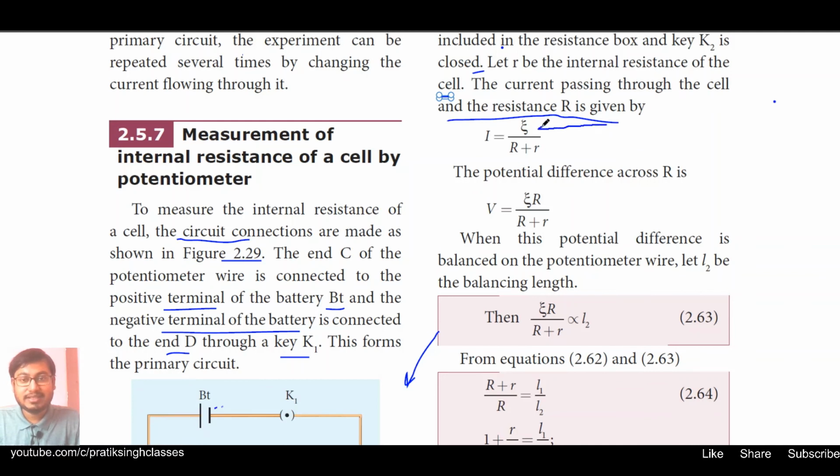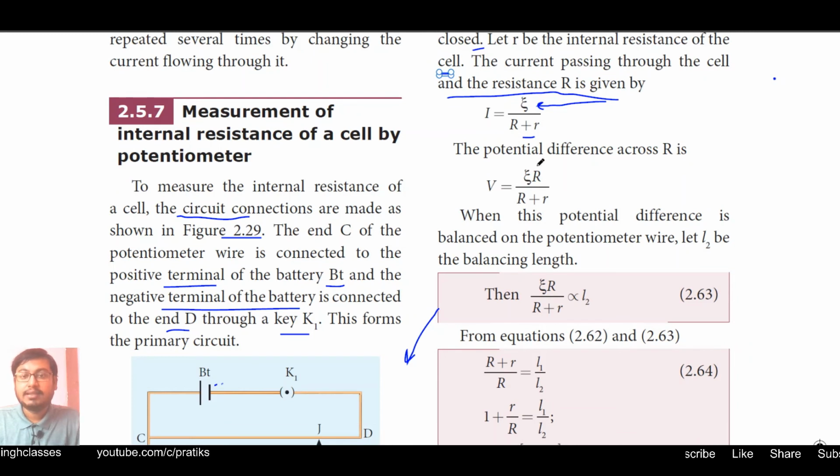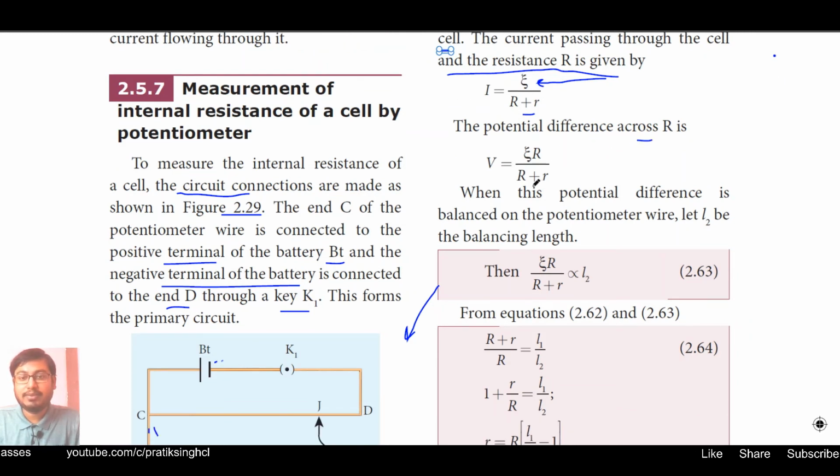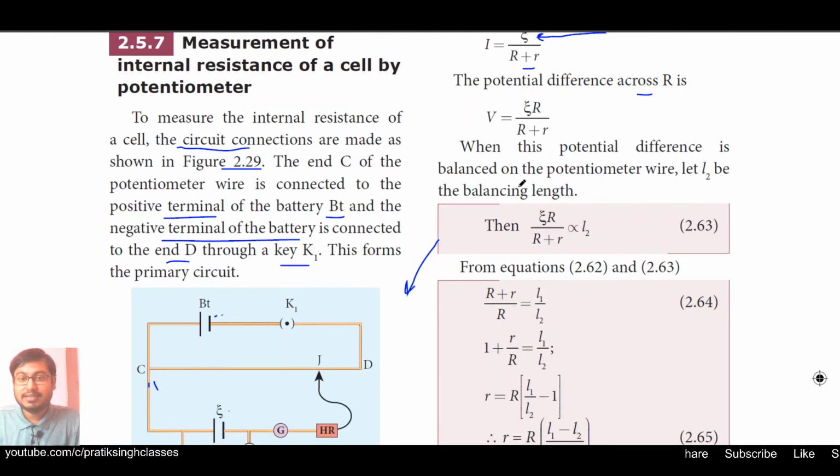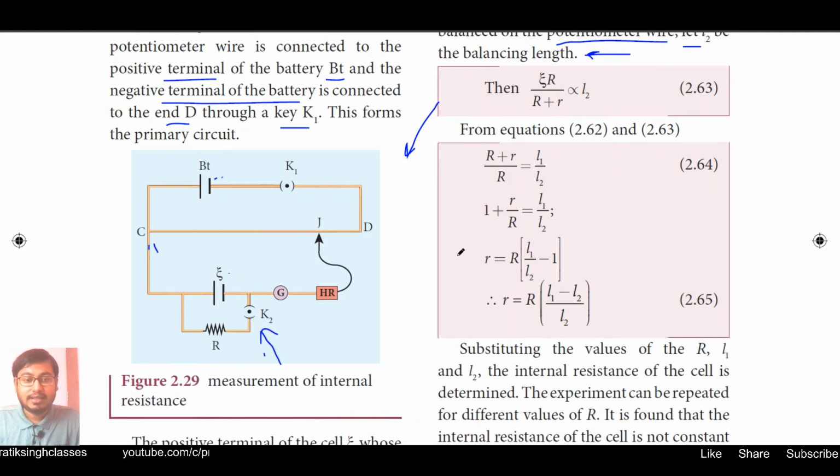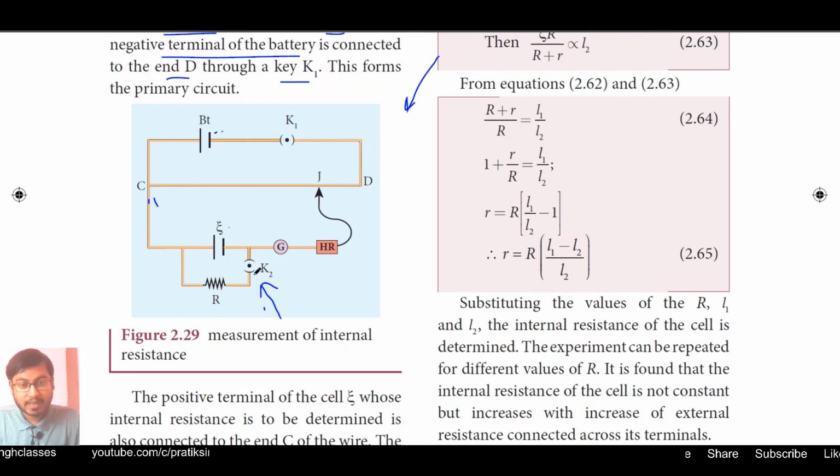Here V is the potential of the cell, Xi, and total resistance is capital R plus small r. It is external resistance plus internal resistance. The potential difference across R is given by V is equal to Xi R by R plus r. When this potential difference is balanced on the potentiometer wire, let L2 be the balancing length. When the key K2 is on, we find the balancing length by the jockey J, and let that length be L2.